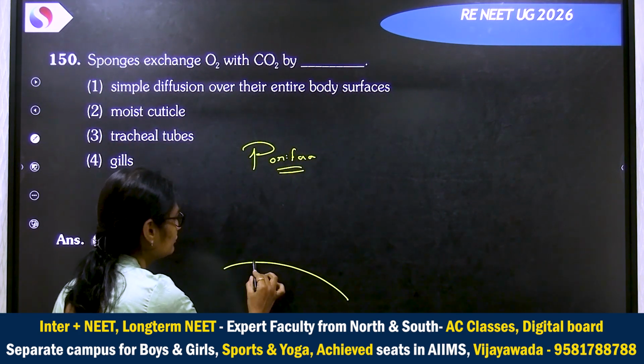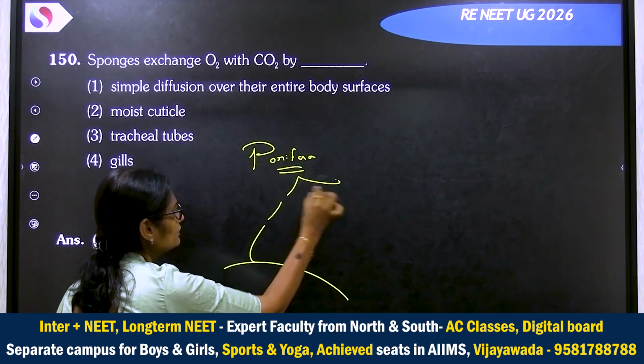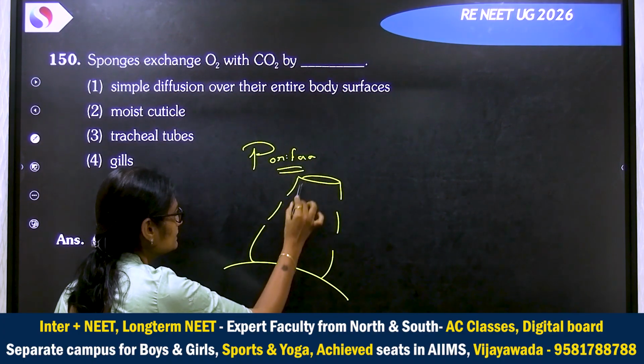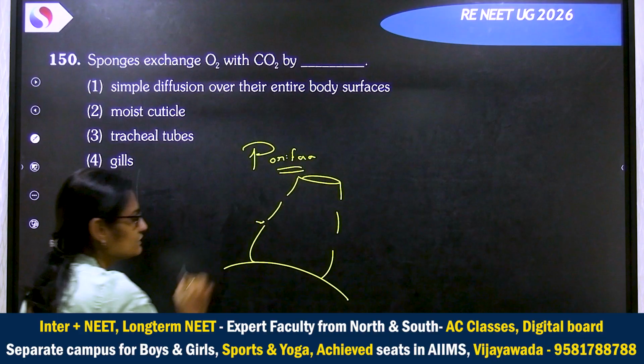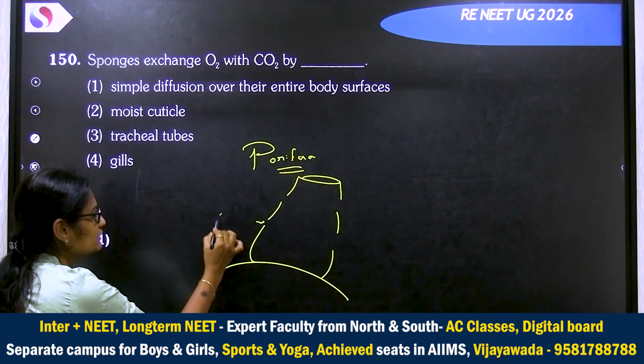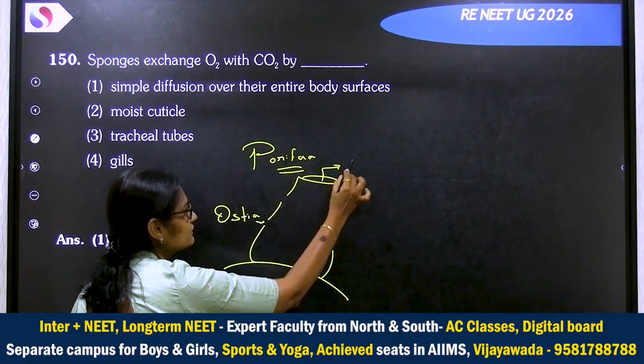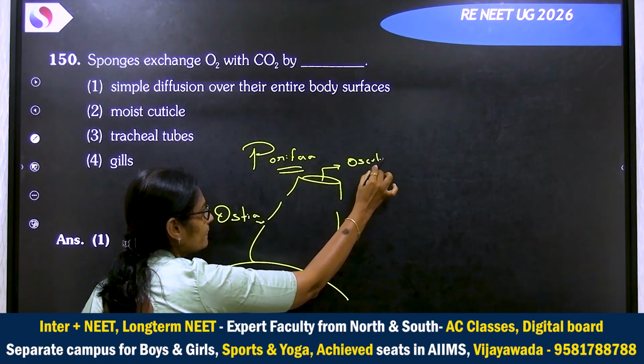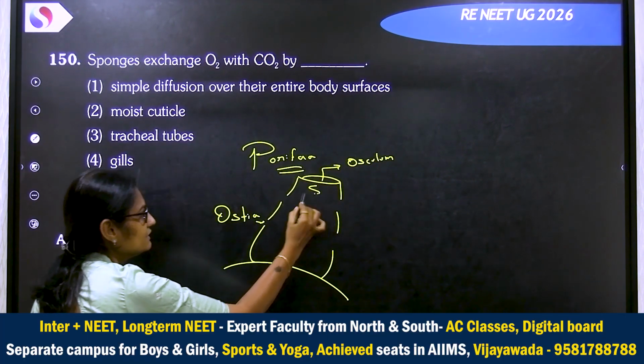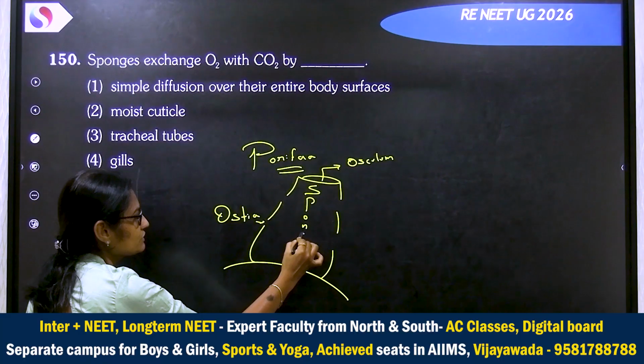When we discuss the diagram, the term Porifera is given because the organism's body has pores on the sides. These pores are called ostia, and this is the osculum. The canal present at the center is called the spongocoel.